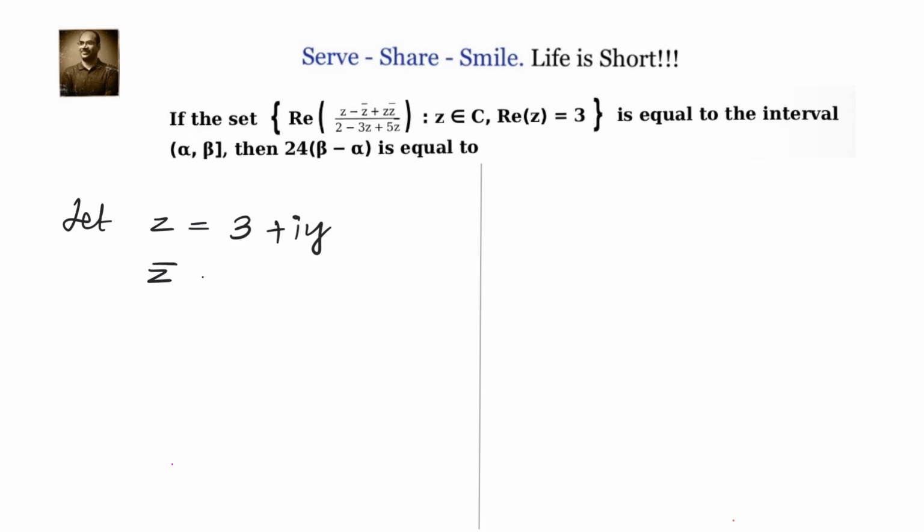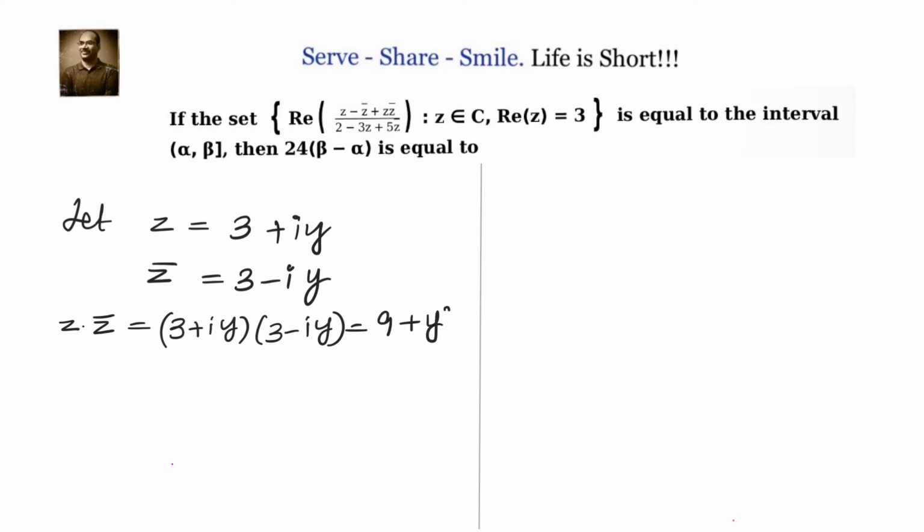Then what will be z conjugate? That will be 3 minus iy. Also z into z conjugate will be (3 plus iy) into (3 minus iy), and that is equal to 9 minus i square y square, but we have i square equals minus 1. So it will become 9 plus y square.